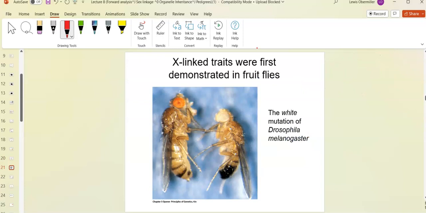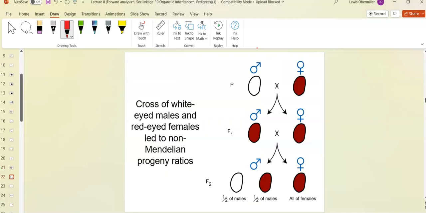All right. So X-linked traits were first demonstrated in Drosophila, in fruit flies, and it had to do with a mutation in eye color. So white eyes versus red eyes. And this is kind of how it was discovered. So we have white-eyed males, right? Remember, it's going to follow the same sort of thing. So we're going to have X and Y for males. These are females, so we're going to say that this is XX.